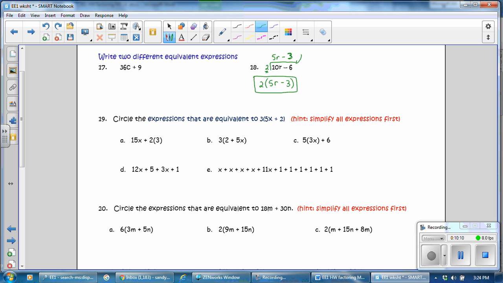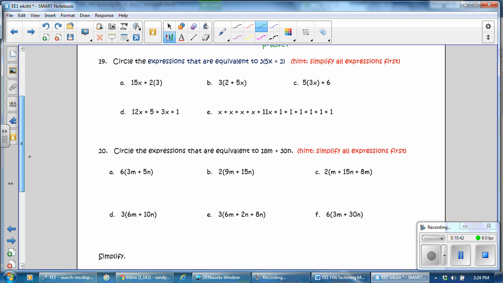This one is called the sum, and this one is called the product, and they are equivalent. Then I need two different equivalent expressions. So the second way that I can do it is to take one of the terms and just break it up. Well, 10r is equal to 5r plus 5r, and then just bring along the minus 6. And that's one of the equivalent expressions. There are many.